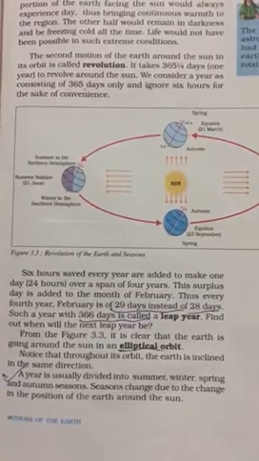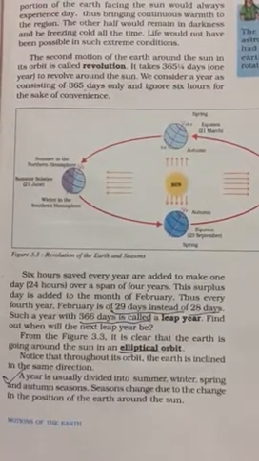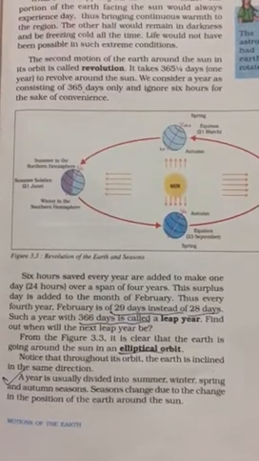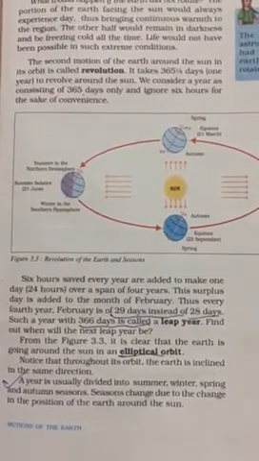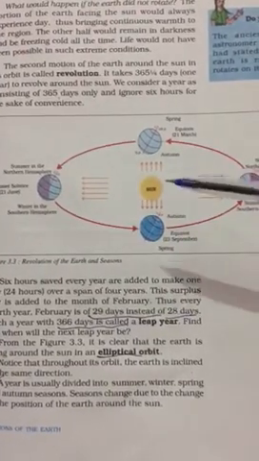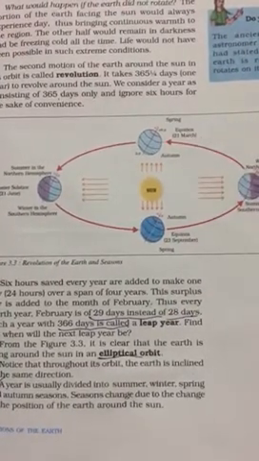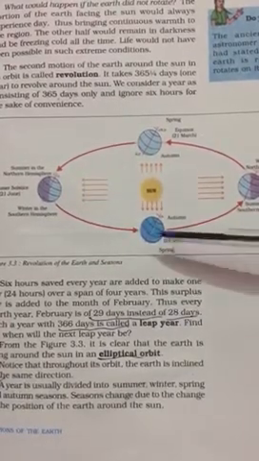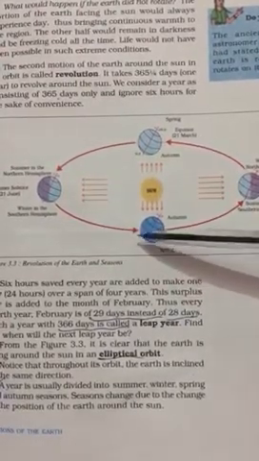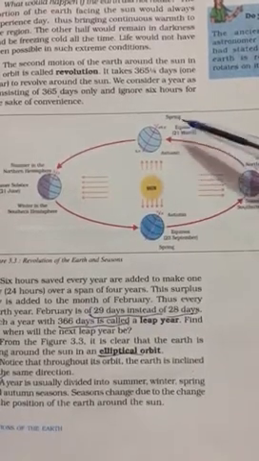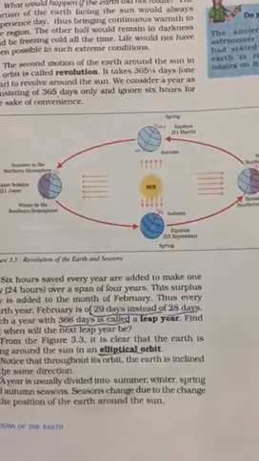Okay. A year is usually divided into the summer, winter, spring and autumn seasons. Seasons change due to the positions of the Earth around the Sun. See here, this is spring, this is winter, this is summer and this is autumn. When the Earth moves around the Sun, the seasons change.